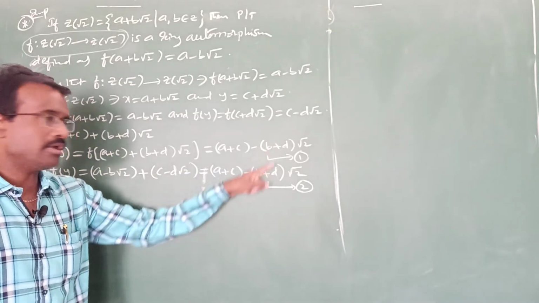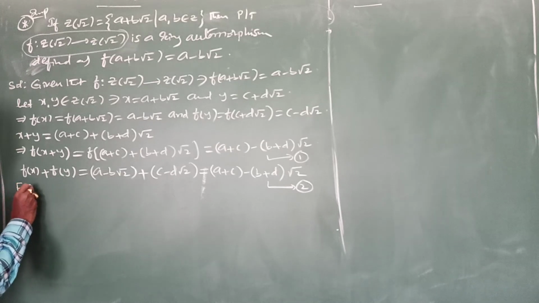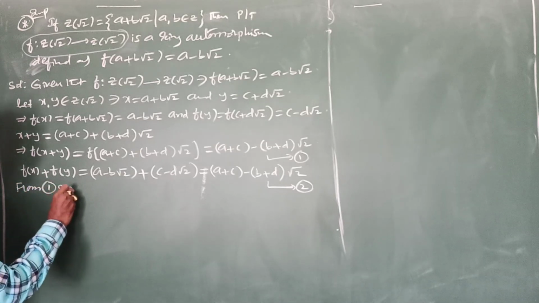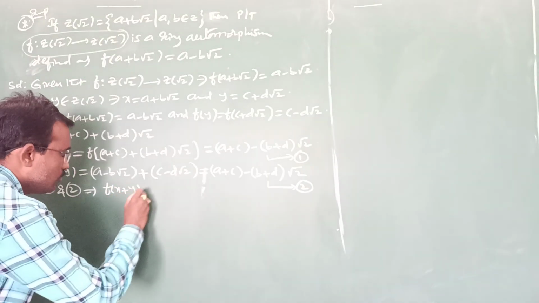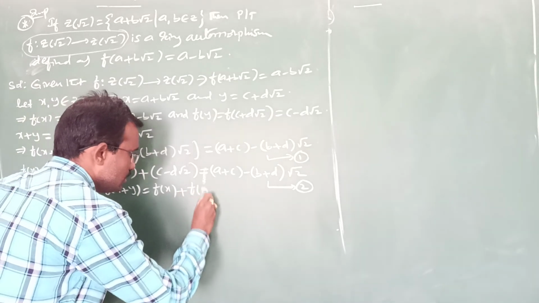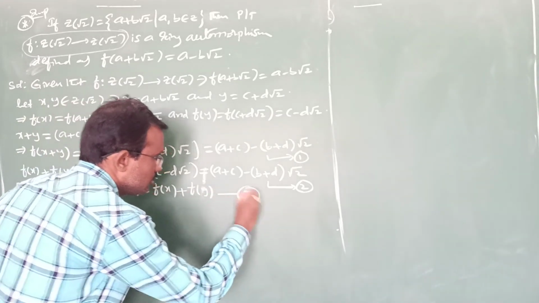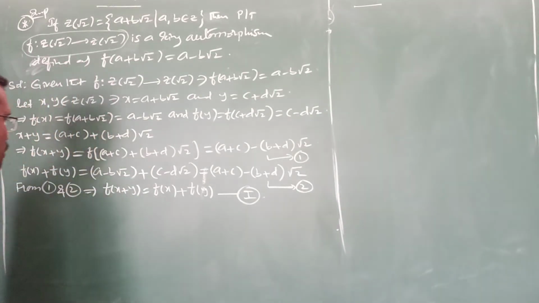Are these two equal or not? From 1 and 2 you can say these two must be equal. From 1 and 2 we say that f of x plus y is equal to f of x plus f of y. Let us consider this is the first bit, Roman number 1. Take it as the monoid bit. Next, under multiplication, proceed.